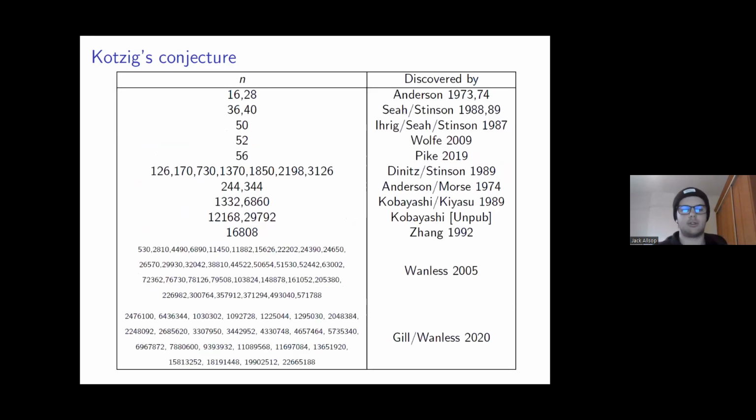And along with these 3 infinite families, we have some sporadic results on when perfect one factorizations of complete graphs exist. So here, n on the left is just the number of vertices in the complete graph, and on the right we have the people who discovered the perfect one factorizations of that graph Kn. And so, yeah, we have a bunch of sporadic cases, and the smallest n such that it's not known whether or not there is a perfect one factorization of Kn is n equals 64.